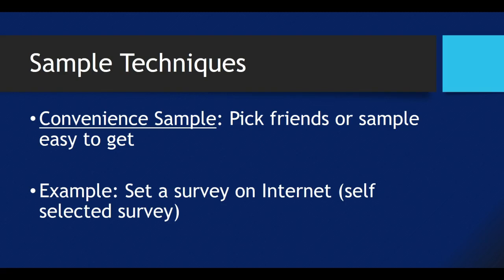Now, the last sample that we're going to look at is the one that we really should never do. It's called a convenience sample. The defining characteristic of a convenience sample is that it's convenient. You pick your friends, or you pick it in a way such that it's really easy to get. And being easy to get cuts out who may respond to it.